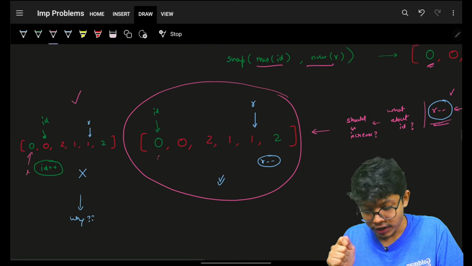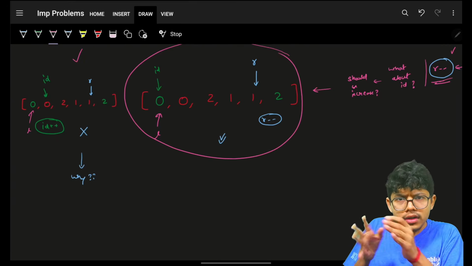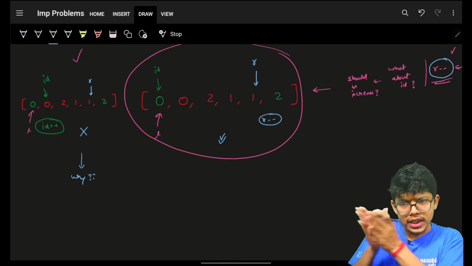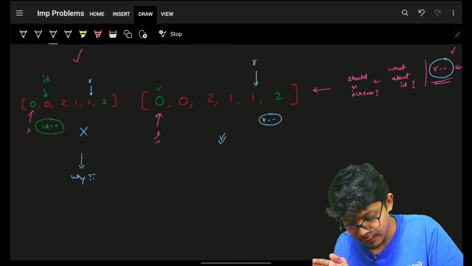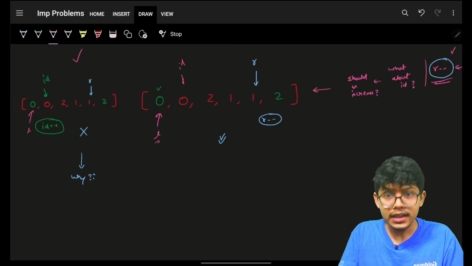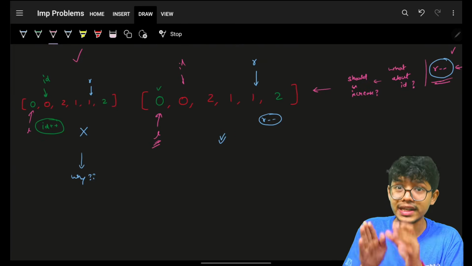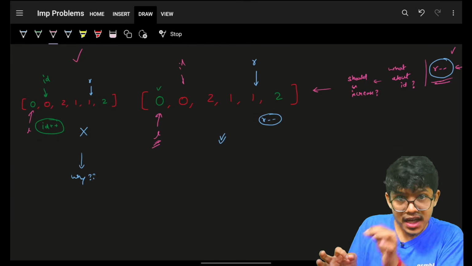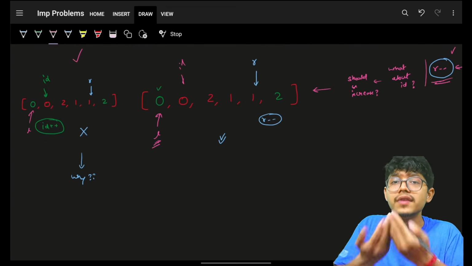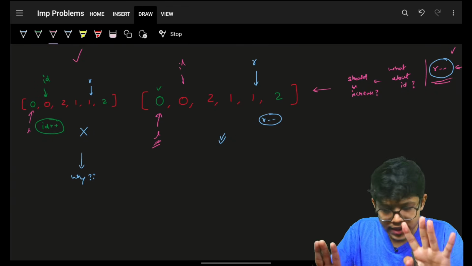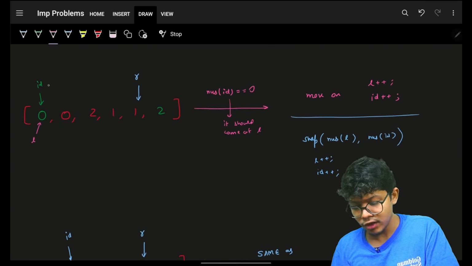Why? Because ID should be more than or equal to my L. If I leave my L hanging, which means if I have moved my ID, then L will remain at 0. But I should make sure that L is stuck at a location from where he cannot move forward. No worries if you don't understand. Let's see, I'll prove everything later on. Cool. Now we realize, okay, I will not move my ID.